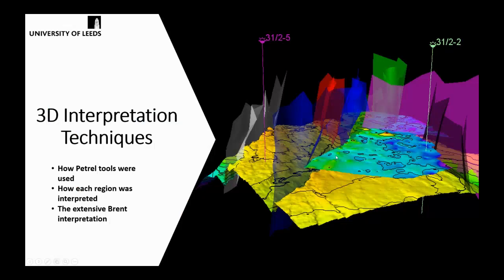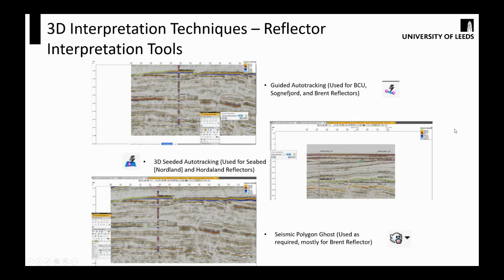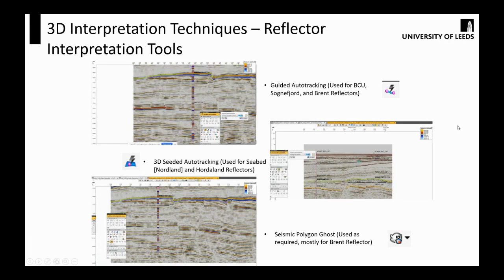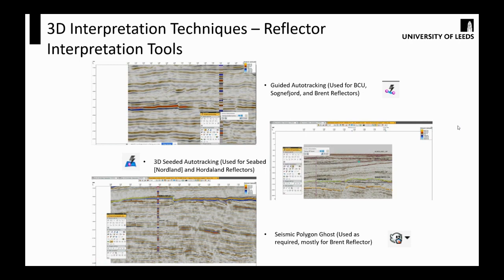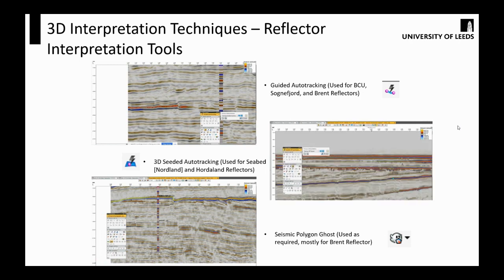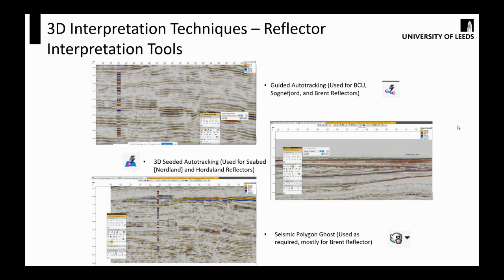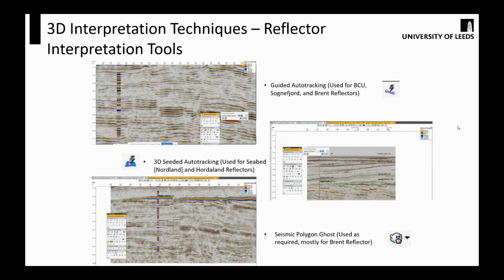Moving on to the interpretation techniques, this is mostly going to cover the tools we used, and then we'll get onto the surfaces a little bit after that. So here I've provided 3 videos. The top one here is the guided auto tracking, which allows the user to determine where they're going to draw their reflectors, but Petrel helps and makes sure that they're not going to overlap them between a positive and negative reflectivity.